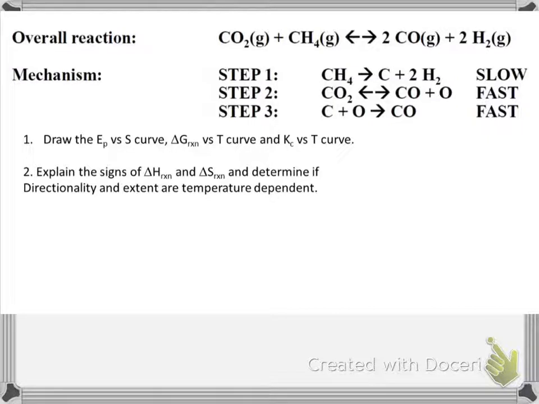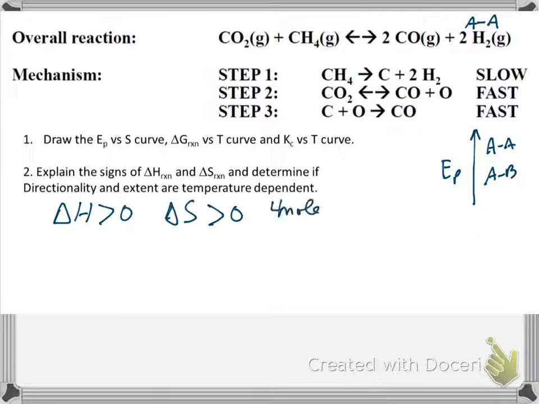Given the reaction, draw the potential energy versus entropy curve diagram, the delta G versus T curve, and the equilibrium constant with T curve. Then explain the signs of delta H and delta S of the reaction and determine if directionality and extent are temperature dependent. By looking at this chemical reaction, we see that the products contain AA bonds, so we'd expect it to be endothermic. So delta H is positive, and we'd expect delta S to be positive since there are 4 moles of gas in the products, but only 2 in the reactants.